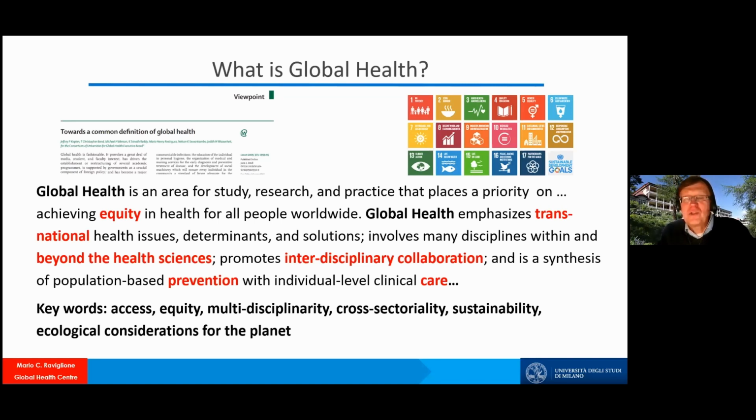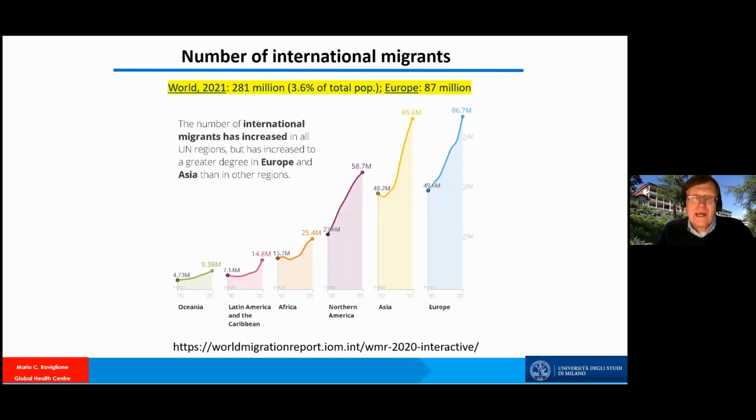We will never solve the issue of migration just within health, and it is a synthesis of a population-based prevention modality with individual level clinical care. The keywords in global health are those that I listed there. So access, equity, multidisciplinarity, cross-sectoriality, sustainability, and if you like, ecological considerations for the planet. That's what global health is. So you see how central migration and health of migrants would be in global health.